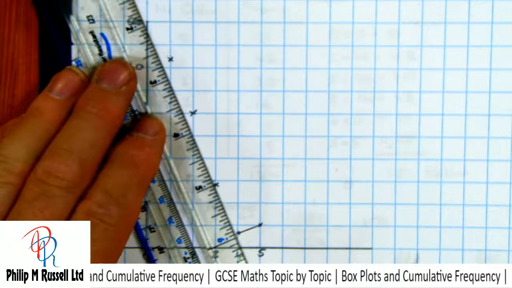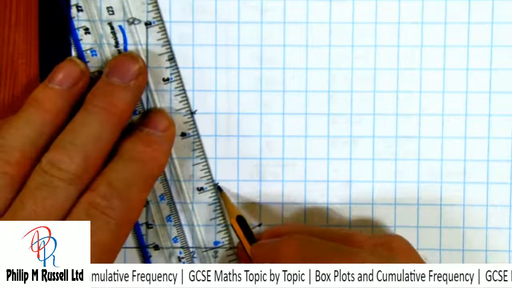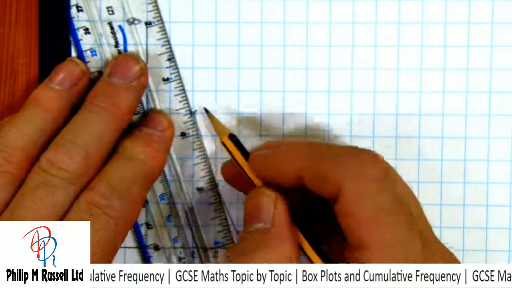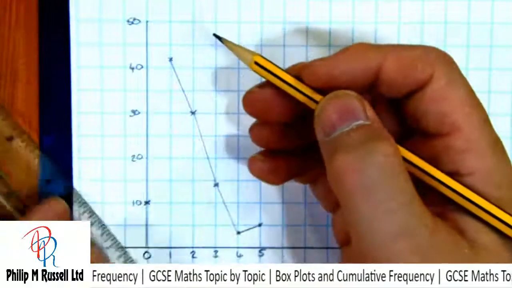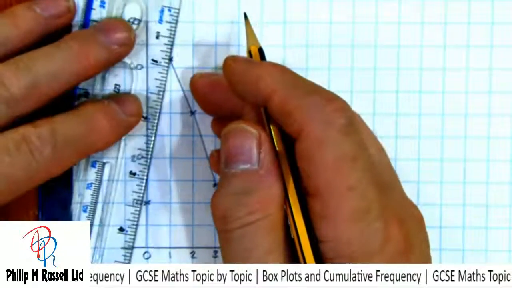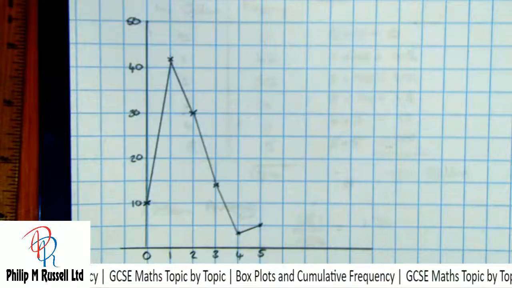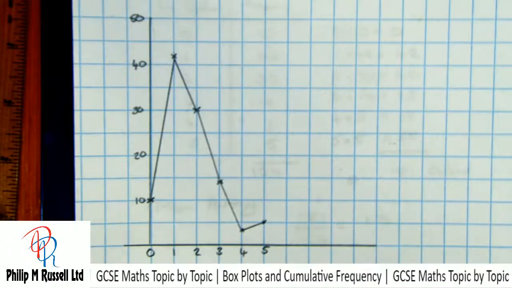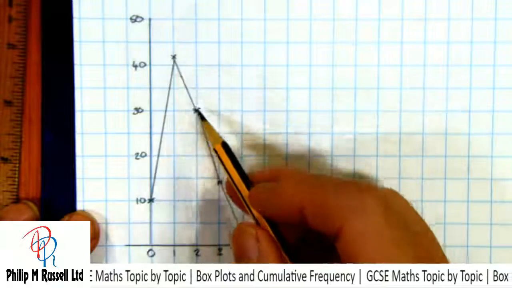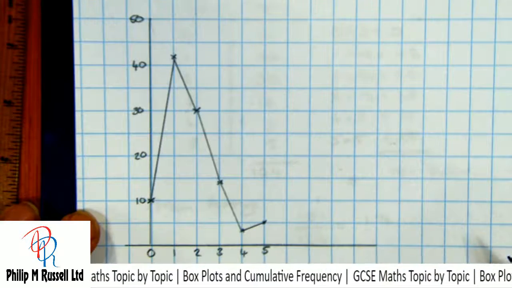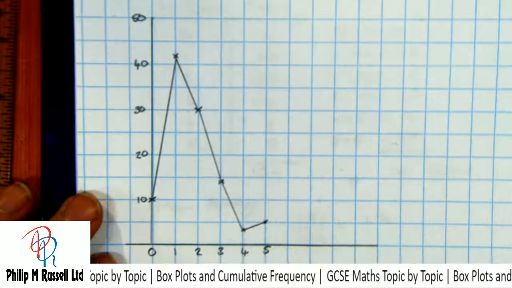And I think by pure luck, this nearly was a straight line through the whole lot. And there is my frequency diagram. And we've just joined up each of the points here with a straight line. So we've got here some sort of relationship.